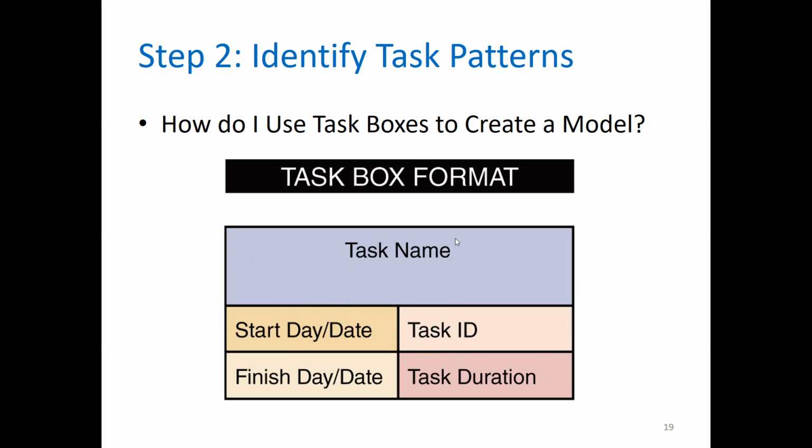You will have the task name on top, that's very common. You can have the task ID on the other side, task duration up here, start date, finish date. It's totally up to you how you want to have the task box format. But it becomes your responsibility, right at the very beginning, to give a format of how you want things to be and then start filling in the actual values.